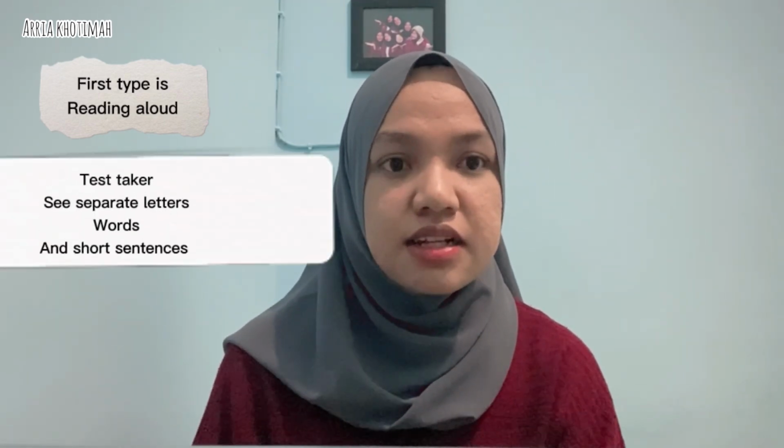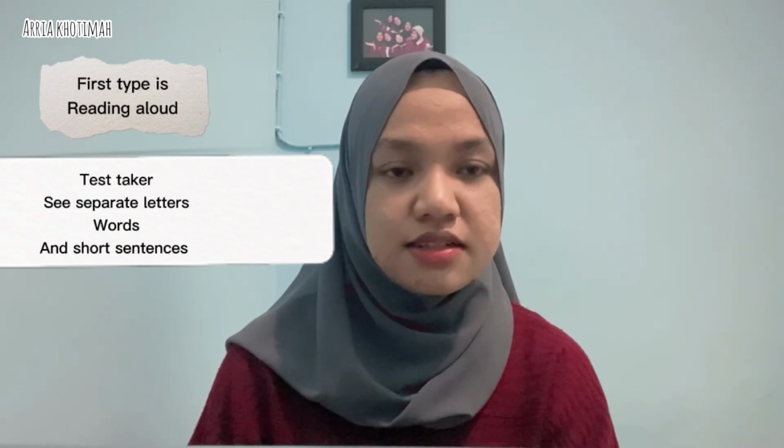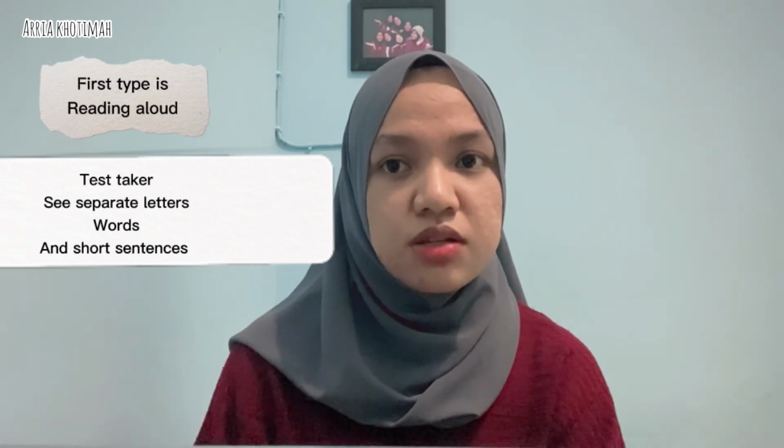In this part, we have several types. The first is reading aloud. In this part, the test taker sees separate letters, words, and short sentences and reads them aloud one by one. The second type is written response. The same stimuli are presented and the test taker is asked to produce the response in writing. For example, a reading error: when we see whether the sentence has an error or not, we must read that and write the response.